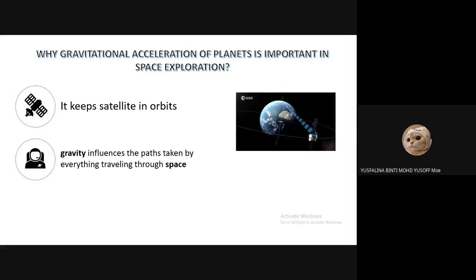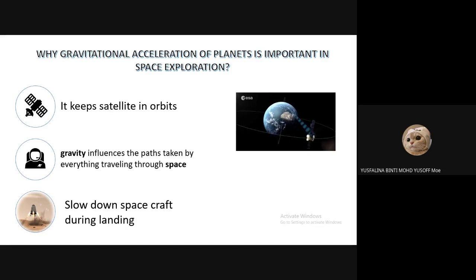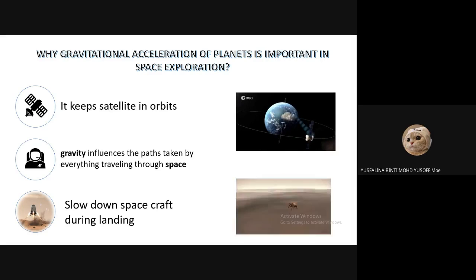Okay, and we know that it's not only one satellite, there are a lot of satellites. So this is to make sure that the satellites will not collide with each other. Okay, and then it slows down the spacecraft during landing.